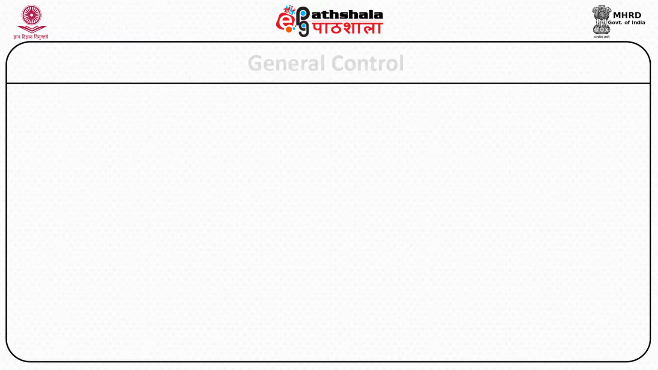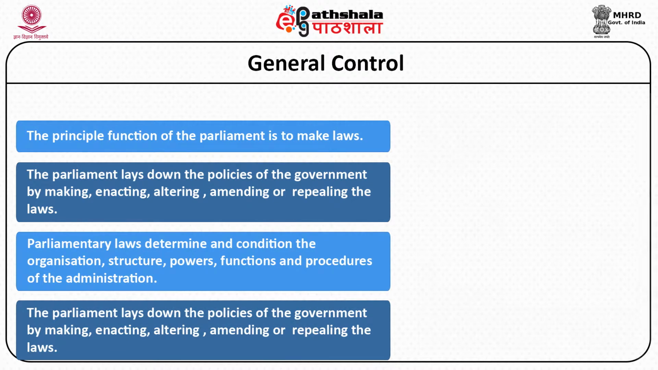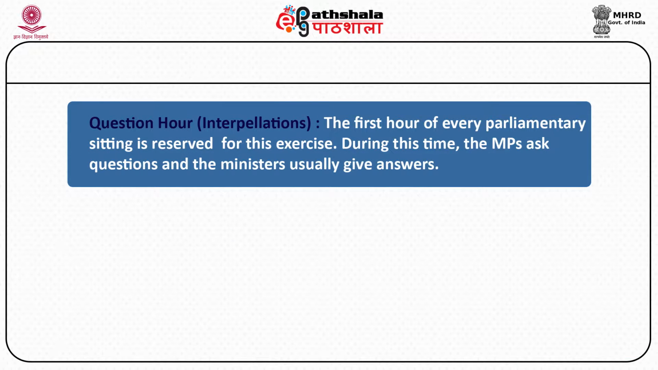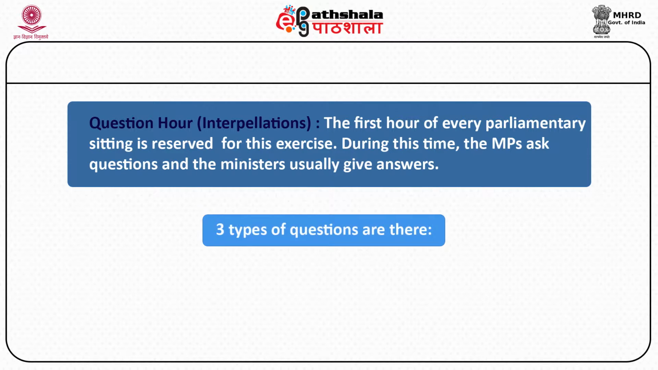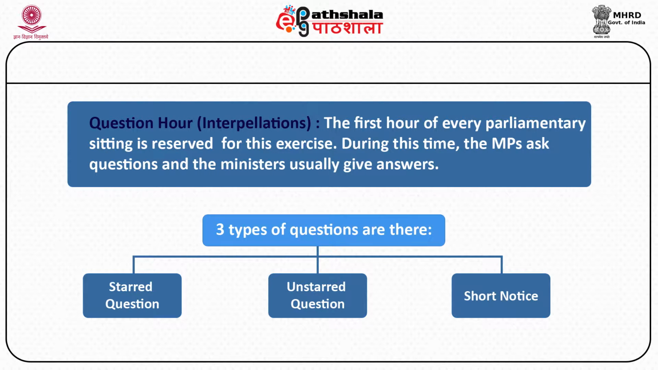Now, so far as general control is concerned, general control over the policies and the actions of the government takes place by asking questions, discussions, motions and resolutions when the parliament session is on. There are various ways in which questions are asked. First is question hour. Usually the first hour of every parliamentary sitting is reserved for this exercise, and during this time MPs ask questions which ministers have to reply. Such questions are of three kinds: starred questions, unstarred questions and short-notice questions.